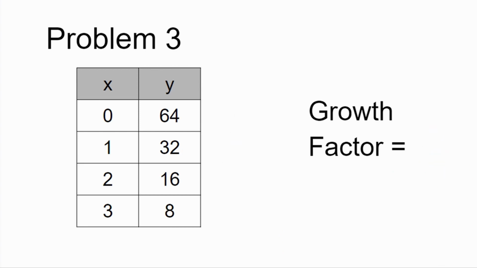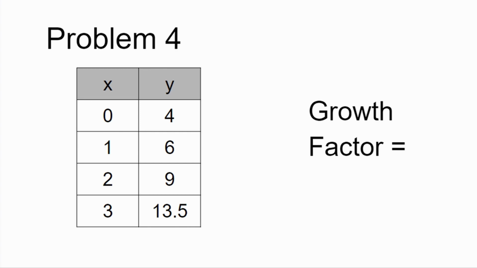Problem 3. What's the growth factor for this table? Notice that as we're moving down, each term is getting cut in half. The growth factor for this table is going to be a half, or 0.5. Half of 64 is going to be 32. Half of 32 is going to be 16. And half of 16 is going to be 8. So the growth factor is going to be 0.5.